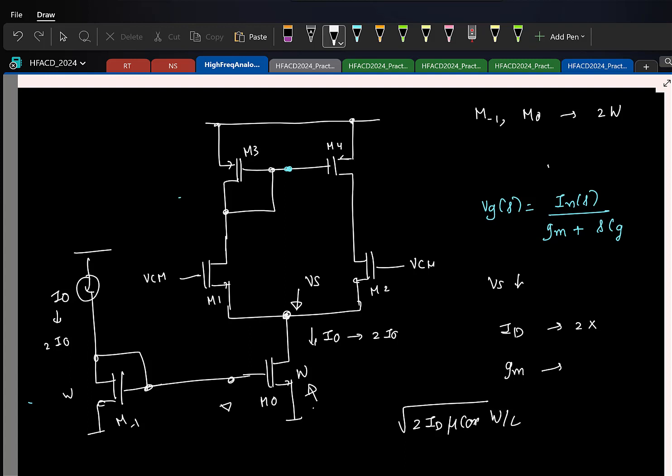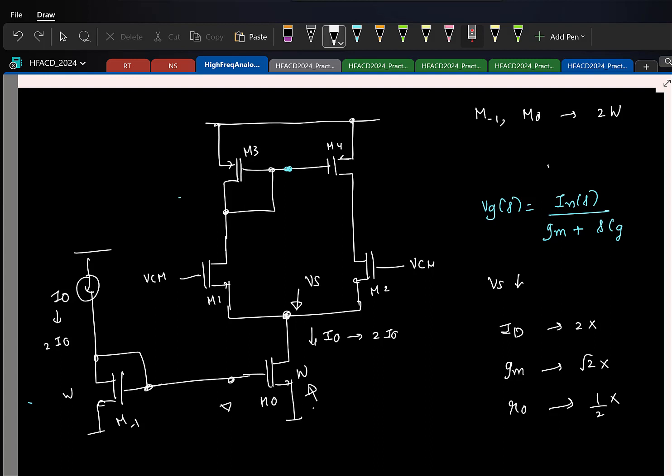Here only the current changes, these two guys don't change. So gm becomes... What will happen to r0? Current is increasing by a factor of 2. r0 will become half. So what will happen to the intrinsic gain? It will reduce by a factor of root 2. 1 by root 2, right?